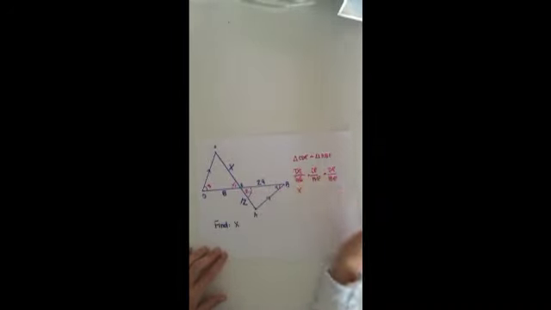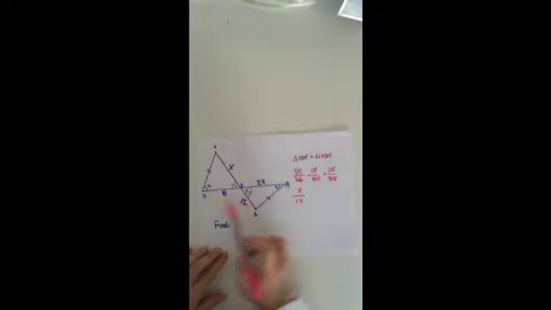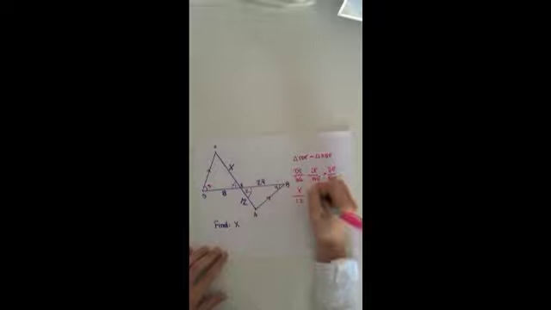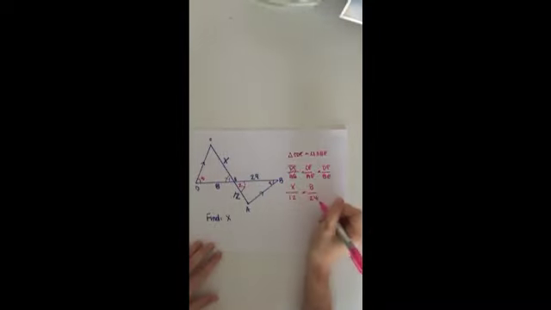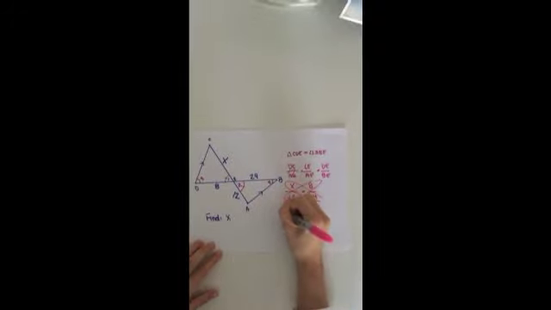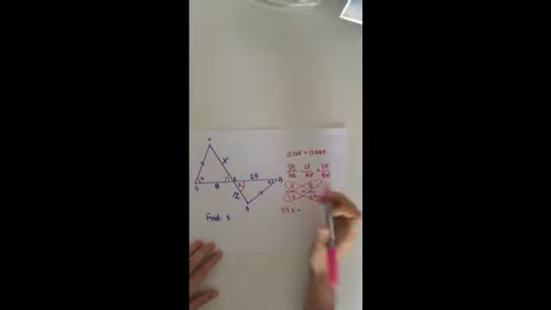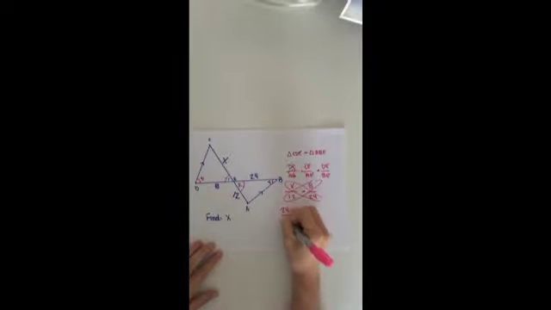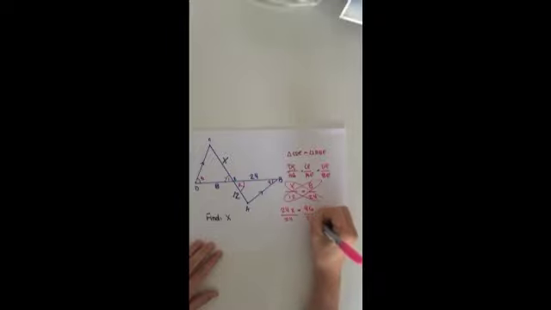CE is x and AE is 12. We also have knowns for DE and BE. DE is 8 and BE is 24. Now we just cross multiply. So 24x equals 12 times 8, which is 96. Divide by 24 to isolate x. x equals 4.